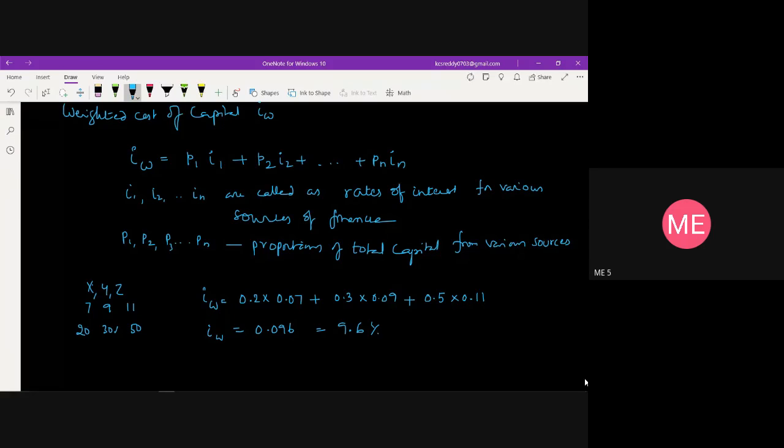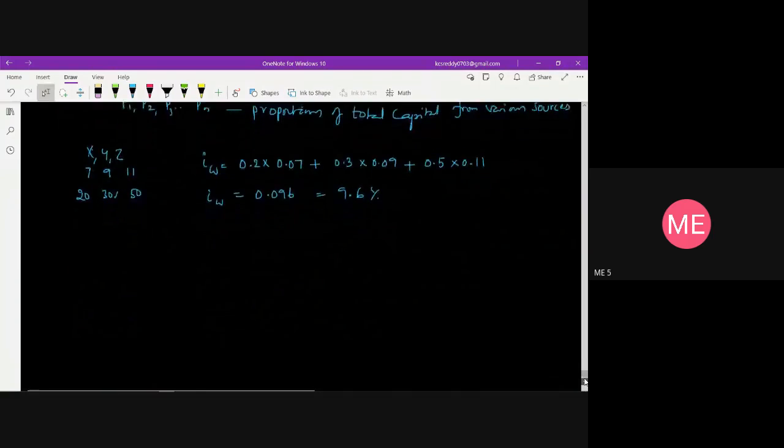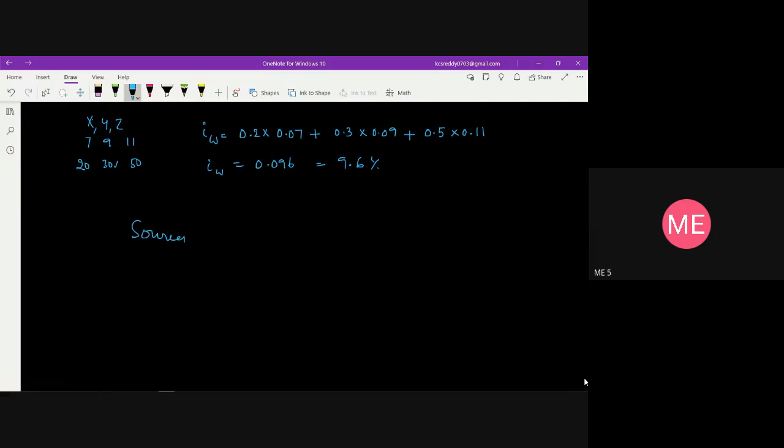It's not so easy to calculate because the sources of finance are different. I've taken only three here, but when you take an organization or industry, the sources of capital may be, for example, bonds, stocks, bank deposits, as well as depreciation funds, and of course unpaid taxes, bank overdrafts, and loans.